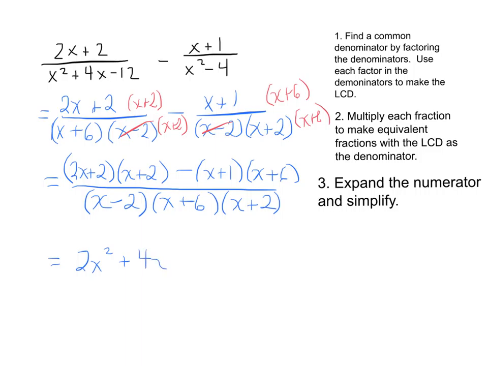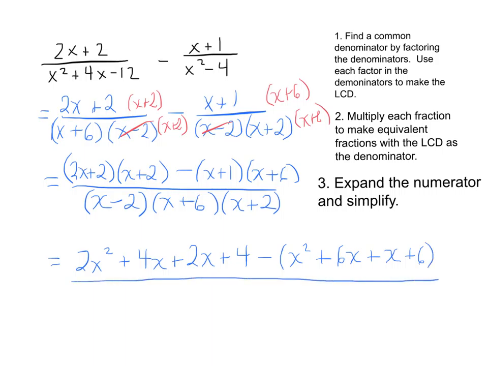That's 4x plus 2x plus 4. That's just the first two binomials multiplied together, right? So minus, and then I'll go x squared plus 6x plus 1x, which I'll just call x, plus 6. That's the numerator, and then it's all over this denominator. Wow. It's long, isn't it?